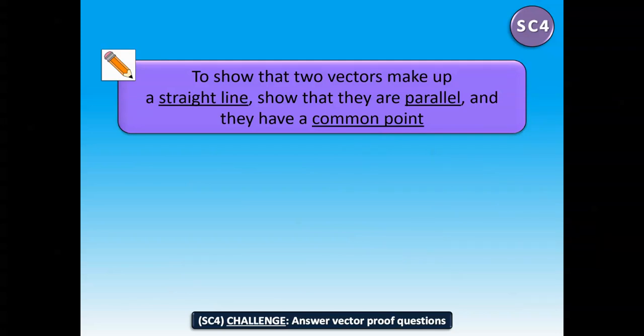To show that two vectors make up a straight line, we need to show that they are parallel and they have a common point. So they would make a straight line because they're parallel to each other and they both share a common point.